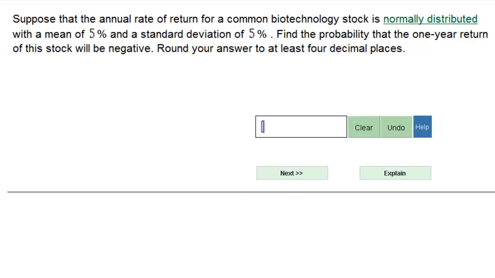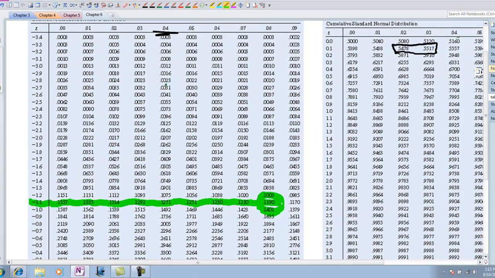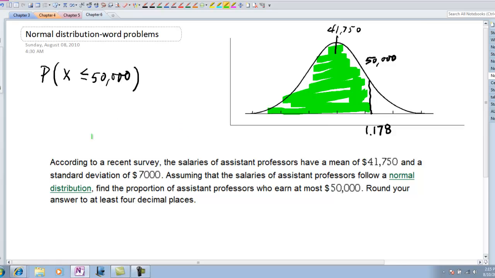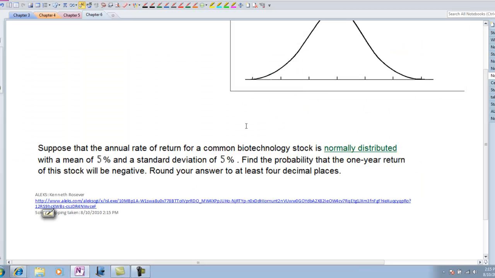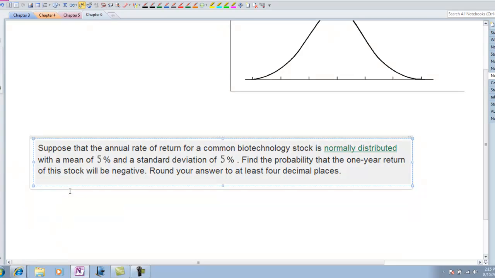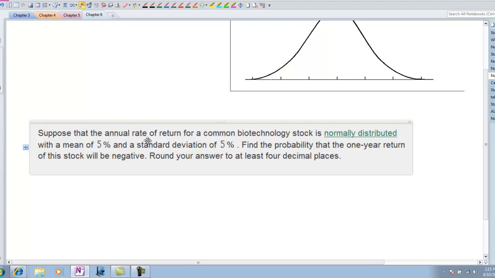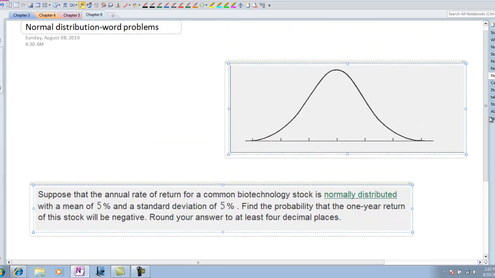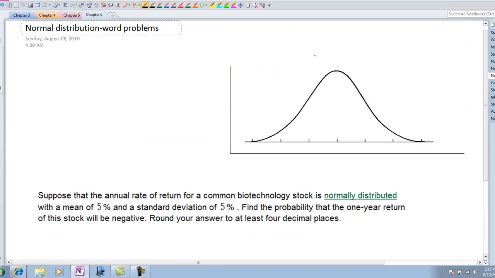So it's normally distributed. So again, we can go to here. Here's the problem. They want to know the probability that it'll be negative given that it has an annual return on average of 5%. So what does that mean? On average, this stock pays you 5% every year, 5% of your investment, however much you own in the stock. And the standard deviation is 5%. Let me just put 5%. And the standard deviation is 5.